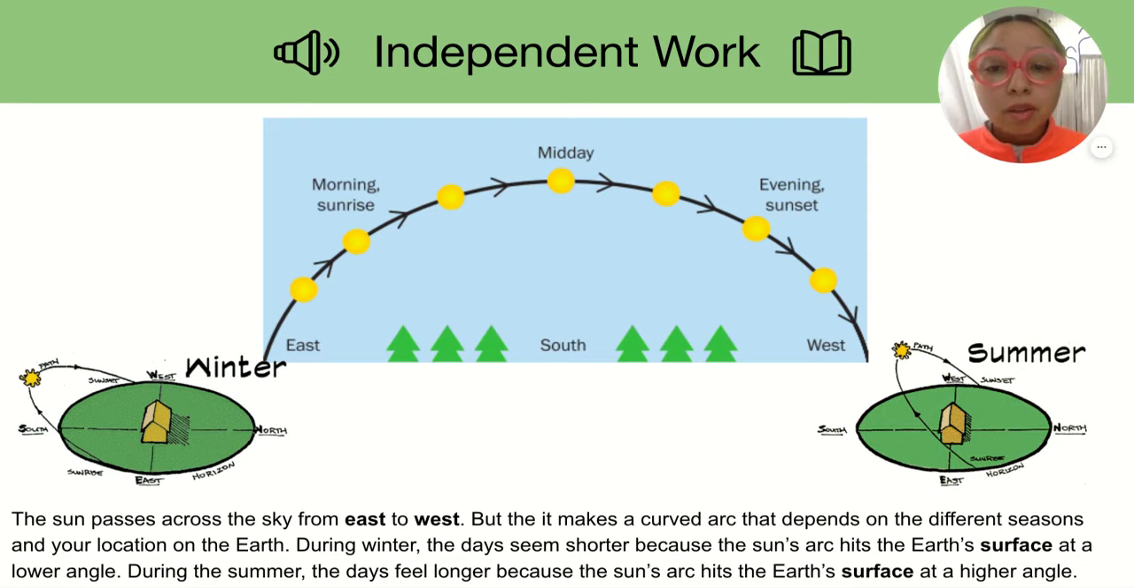It shows how the sun seems to be moving across the Earth in one day. We know that the sun is not moving, but that the Earth is rotating. The sun passes across the sky from east to west, but it makes a curved arc that depends on the different seasons and your location on the Earth. During winter, the days seem shorter because the sun's arc hits the Earth's surface at a lower angle. And during the summer, the days feel longer because the sun's arc hits the Earth's surface at a higher angle.